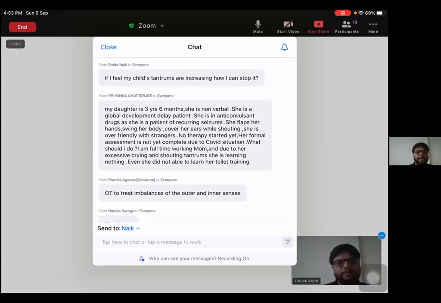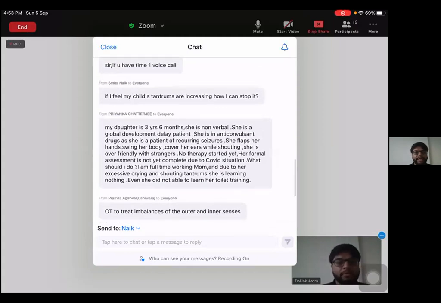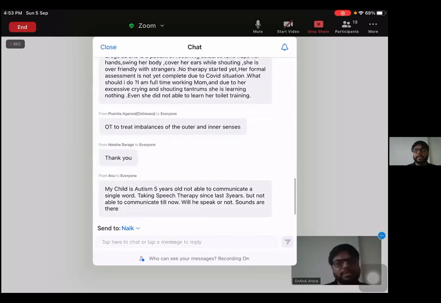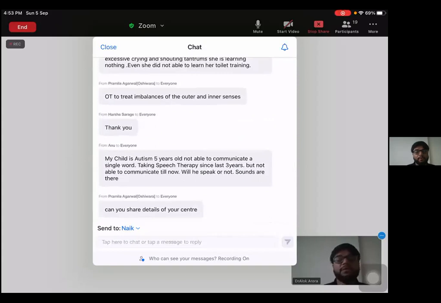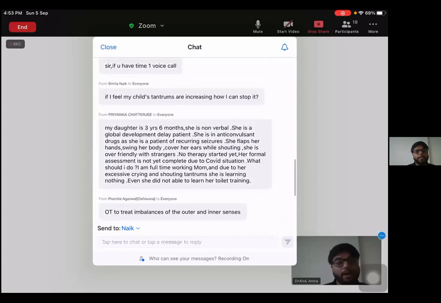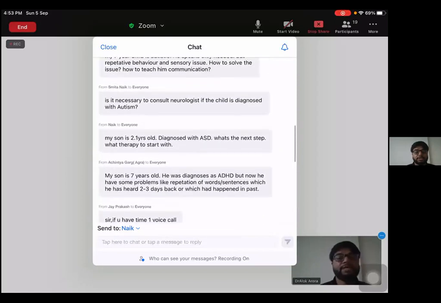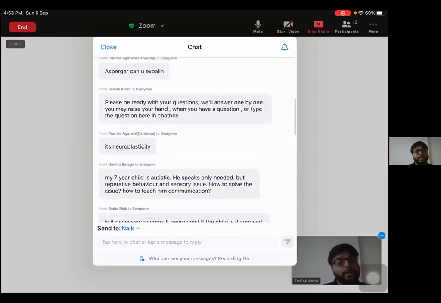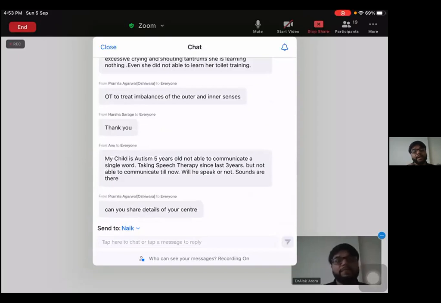I have one point to add here. There is one question about the child's tantrums, that the child is crying and tantrums are increasing. One thing every parent should understand is that the word tantrum itself is not the correct word. It is not the child's tantrum. I would call it the child's frustration, which he is releasing. As I was saying about regularization and deregularization, every child's brain is wired in a different way.